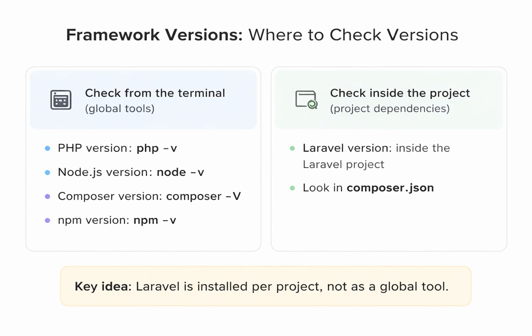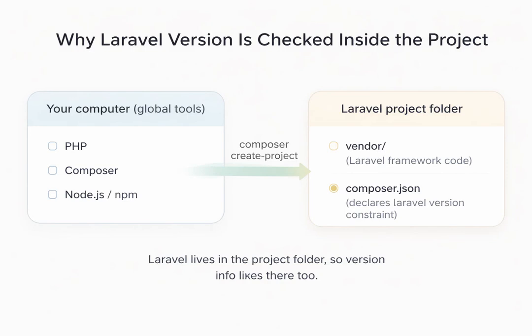The reason Laravel's version is checked inside the project is that Composer downloads Laravel inside the project's vendor folder. That means the framework code is not a system-wide installation. It is a dependency of that one project. So the project's composer.json declares which Laravel version range is allowed, and Composer installs the matching framework version into vendor.